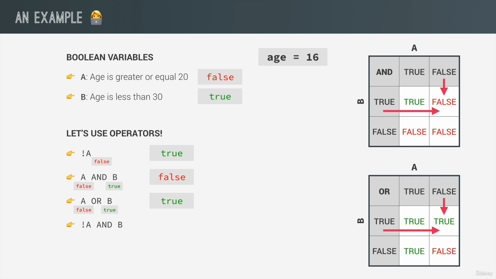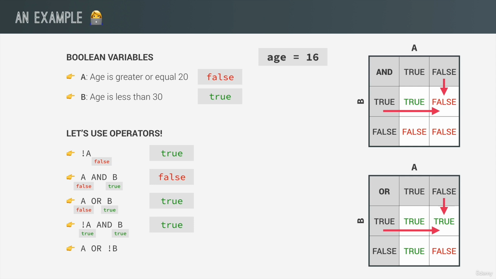Next up, let's check not a and b. And we already know that not a is true and b is true. And so this time, for the first time, we are combining multiple operators here. And yeah, we already know that true and true will of course be true as well.